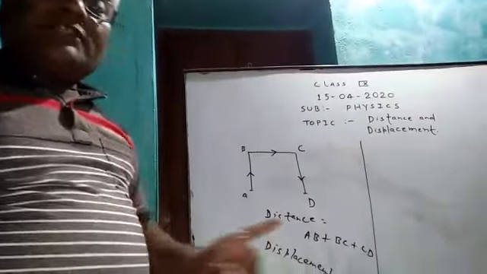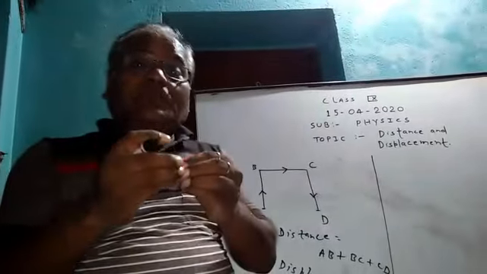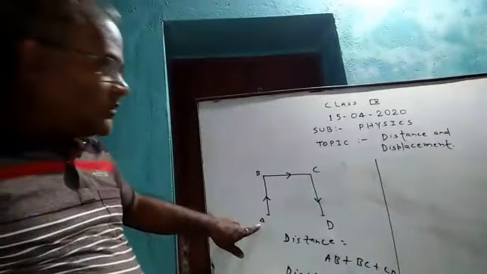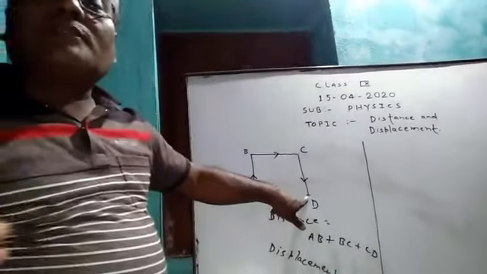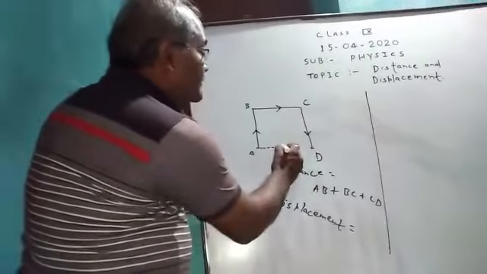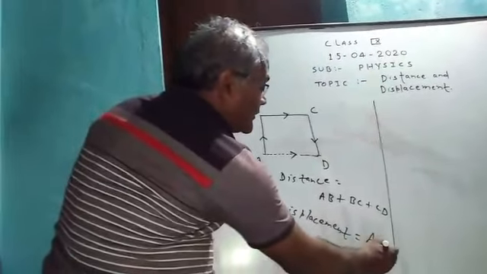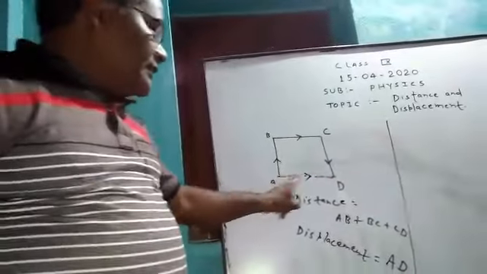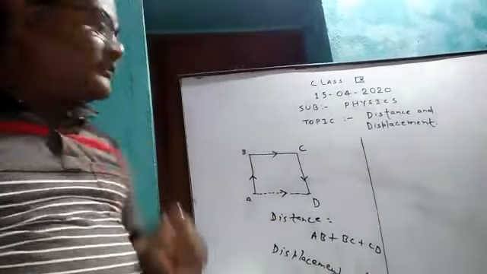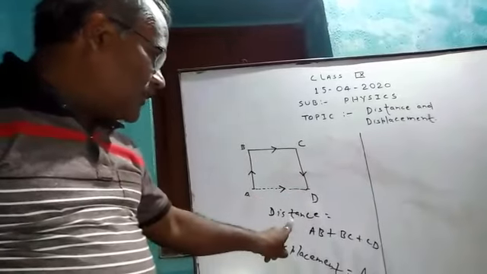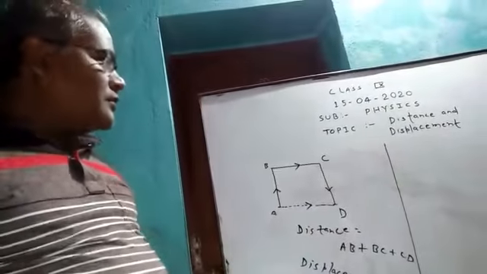as according to the definition of displacement, the shortest length between 2 points, and here A is the initial point and D is the final point, so the shortest length between the 2 points, and hence the displacement will be equal to AD. The length of AD will represent the displacement of the body, and AB plus BC plus CD will represent distance.